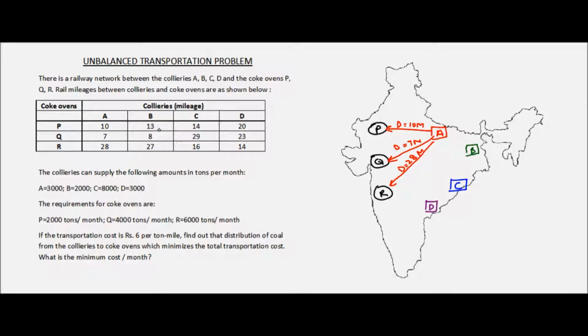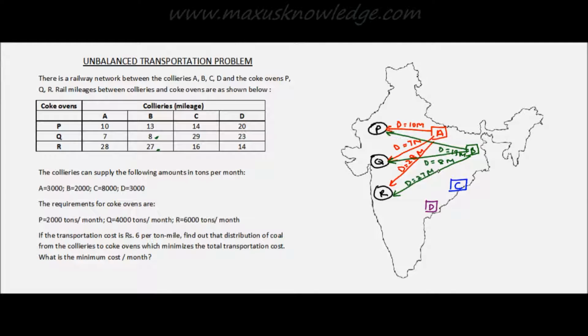Similarly, from B to P the distance is 13 miles. From B to Q the distance is 8 miles. And from B to R the distance is 27 miles. Similarly, we have been given the mileage from C and D to the coke ovens P, Q and R. Now the collieries can supply the following amounts in tons per month.